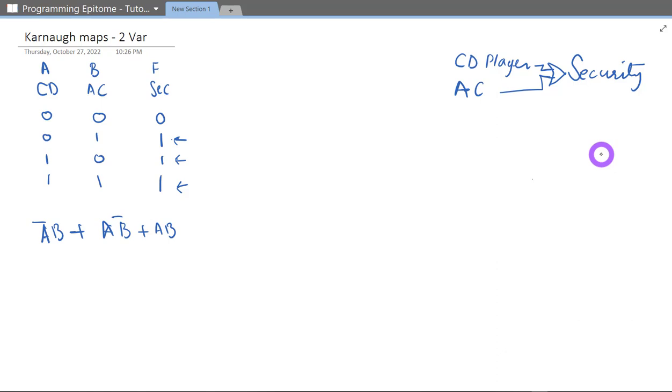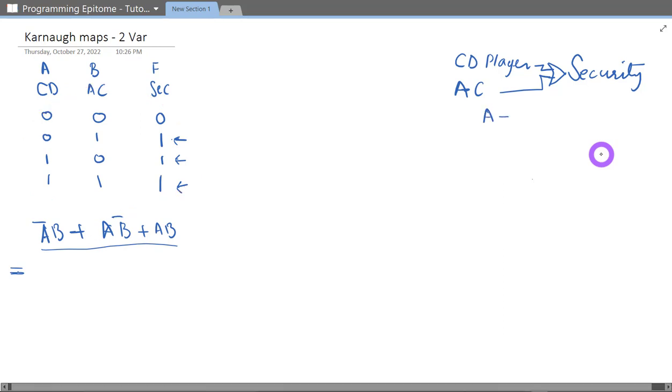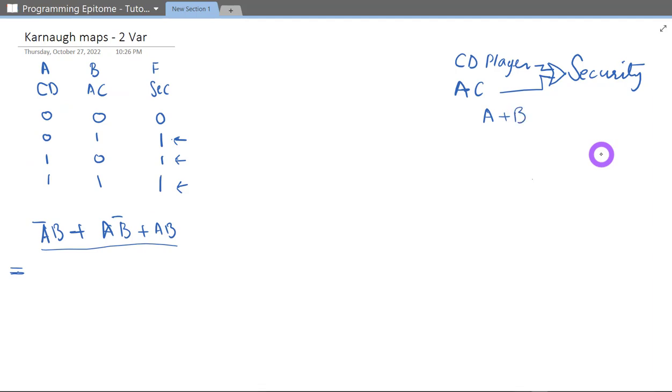So if I want to simplify this equation, how can I do that? One more thing: you already know that since this is an OR gate, the solved form of the equation should be A plus B, because that is the formula of an OR gate. So let's quickly solve this and see if we can get to this point.